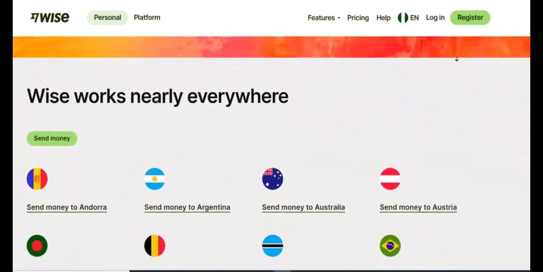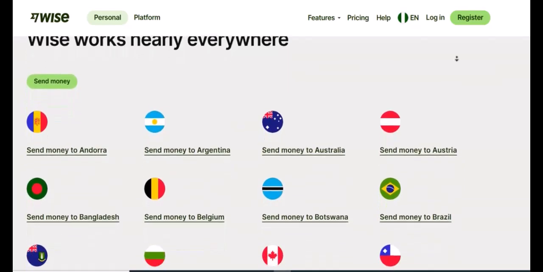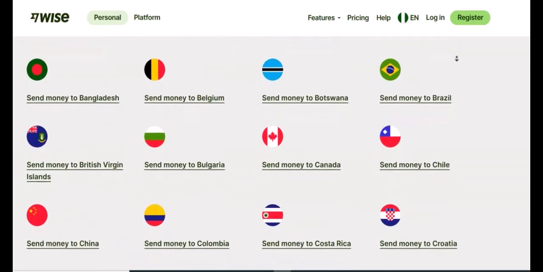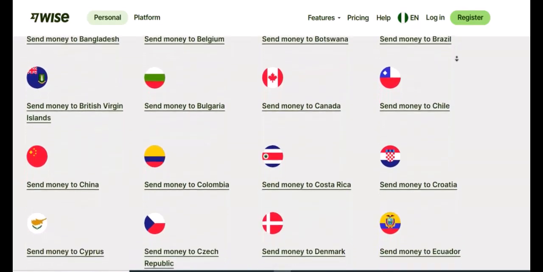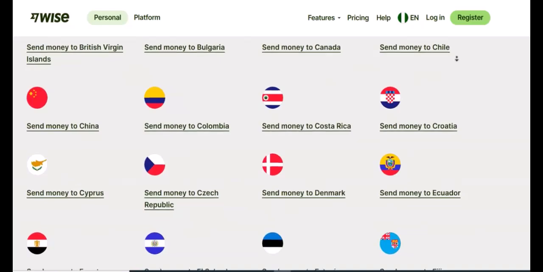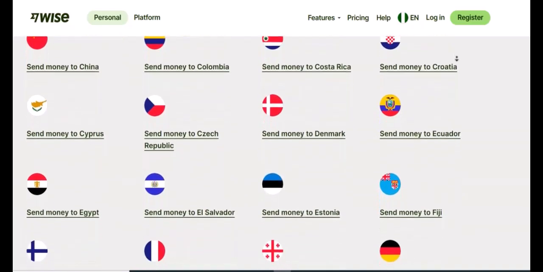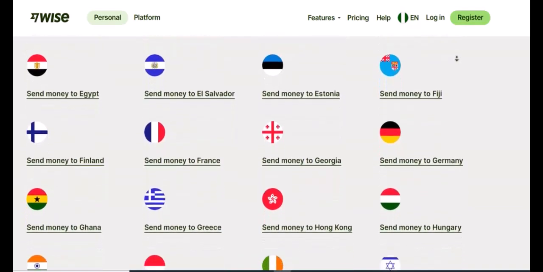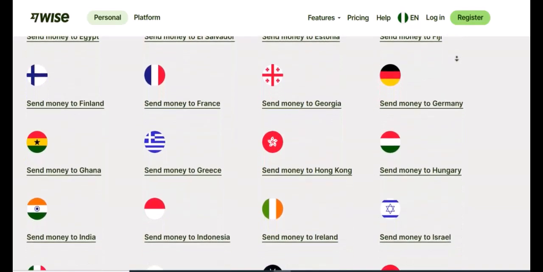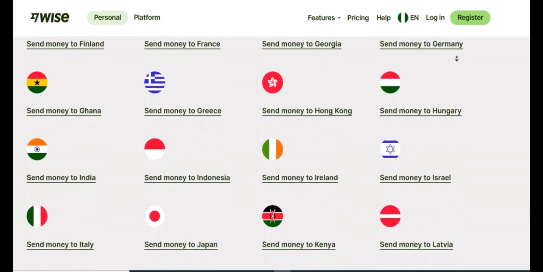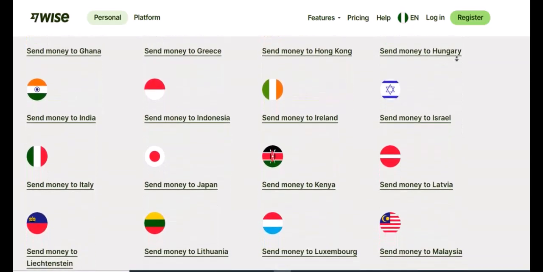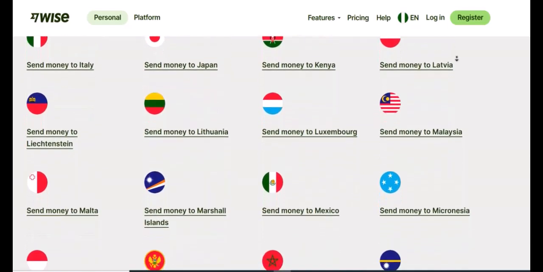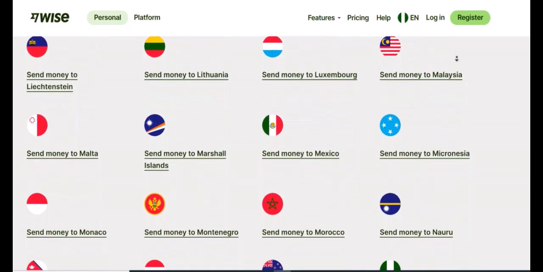These local account details are available for currencies like US dollar, USD, British pound, GBP, euro, Australian dollar, AUD, Canadian dollar, CAD, New Zealand dollar, NZD, Singapore dollar, SGD, Hungarian forint, HUF, Romanian leu, Turkish lira, TRY. This feature is invaluable for individuals and businesses regularly receiving payments from different countries.